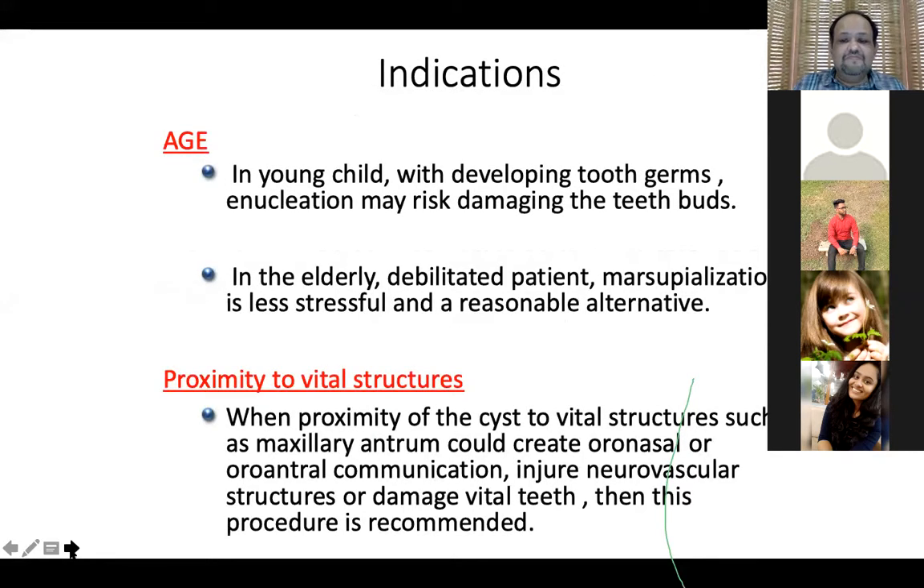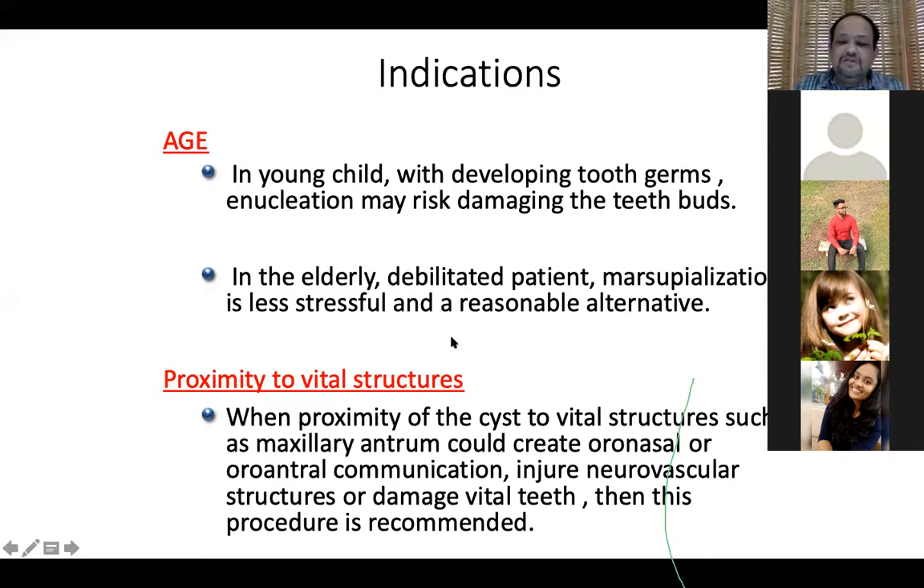What are the indications? In a young child with developing tooth buds, you cannot go in for an extensive surgery such as enucleation. So what you do is you just open the roof of the cyst, make it continuous with the oral cavity so that the cyst content comes out, the cyst lining shrinks and becomes smaller, and then you can remove the cyst lining after that. Otherwise, if you go for a radical treatment like enucleation, you're going to end up damaging the permanent tooth buds.